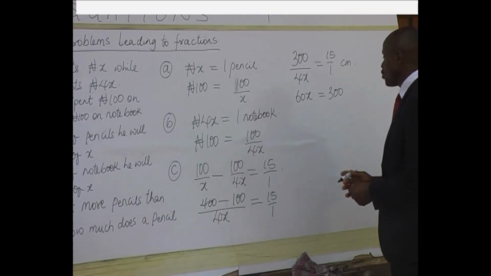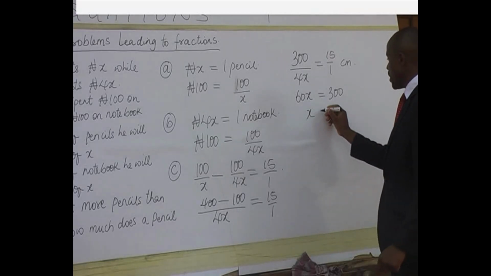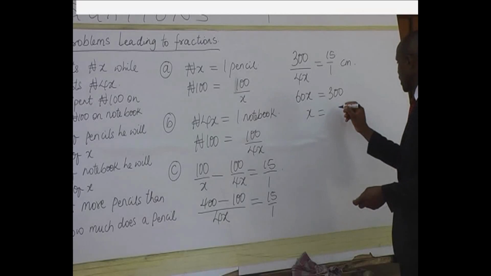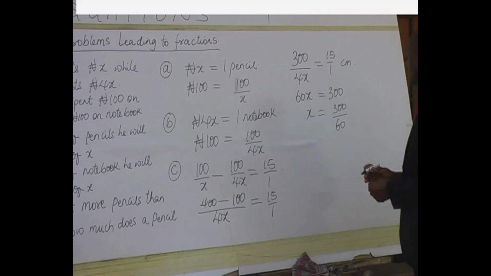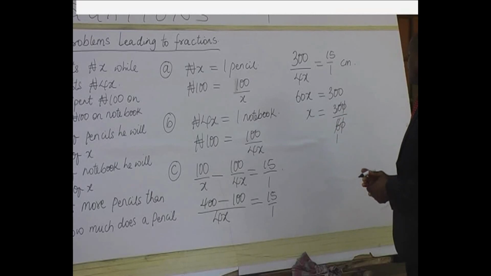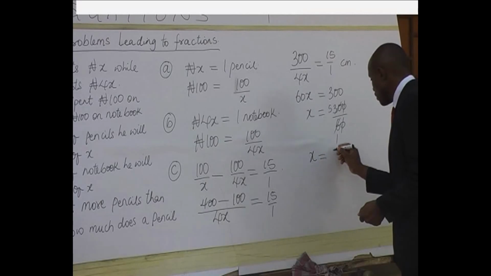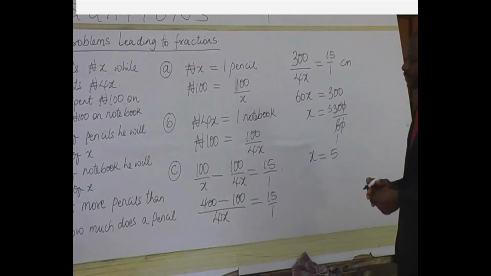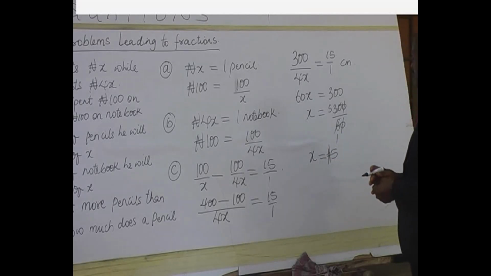Divide both sides by 60 so as to eliminate 60 from the left-hand side of the equation. When you do that, you'll be left with only x on the left-hand side, and it's going to be 300 divided by 60. You can cancel this. 6 cancels itself, gives you 1. If 6 cancels 30, you'll be left with 5. That means x is equal to 5.